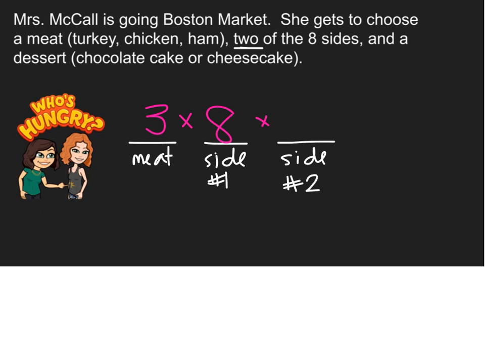And how many choices do I have? I really still have 8. I could get double mac and cheese. That sounds delicious. Okay, and then I still also have my dessert, which I had 2 choices, chocolate cake or cheesecake. So times 2. All right, so we've got 3 choices for meat, 8 for the first side, 8 for the second side, and 2 for the dessert. Go ahead and use your calculator and find what this is, and we'll see if we get the same thing.